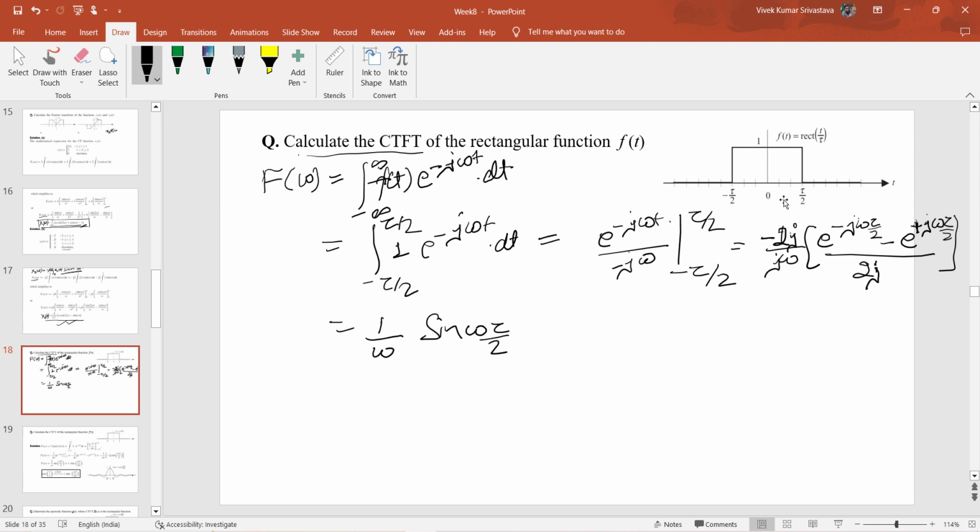And yes, 2 by omega will be here, because the j and j will cancel and this minus I will take inside, to make it sine of omega tau by 2. Now if we multiply both numerator and denominator by tau, we can write this as tau sine of omega tau by 2 over omega tau by 2. If you can see here, this is nothing but the sinc function.